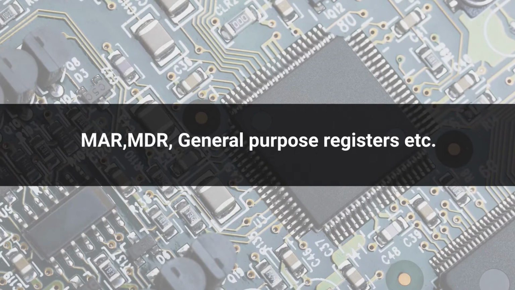We can take a simple example: if the CPU is instructing the main memory to fetch data, it will make use of different types of registers available to it. It could be the memory address register or the memory data register. And for performing manipulations, the CPU may make use of general purpose registers.